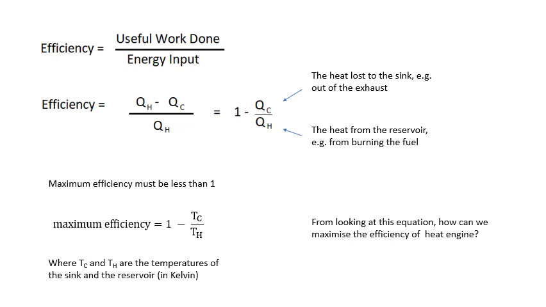From looking at this equation, how can we maximize the efficiency of the heat engine? Well, clearly, we want this fraction Tc over Th to be as small as possible, don't we? So we want a hot source, and we want the temperature of the stuff coming out of the exhaust to be as cool as possible. And then we're basically using as much of that heat energy to produce work as possible.